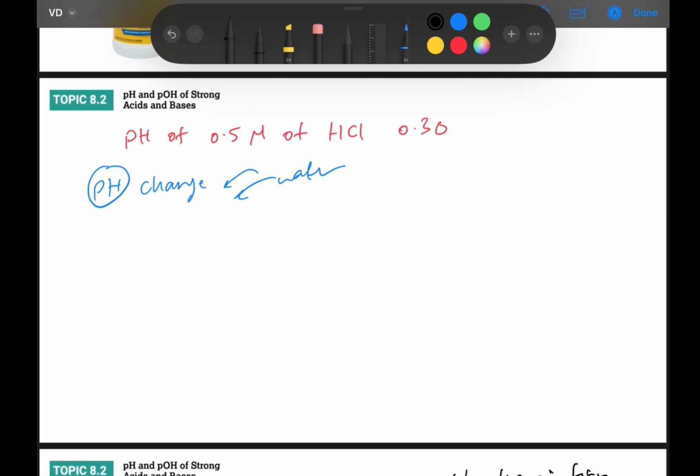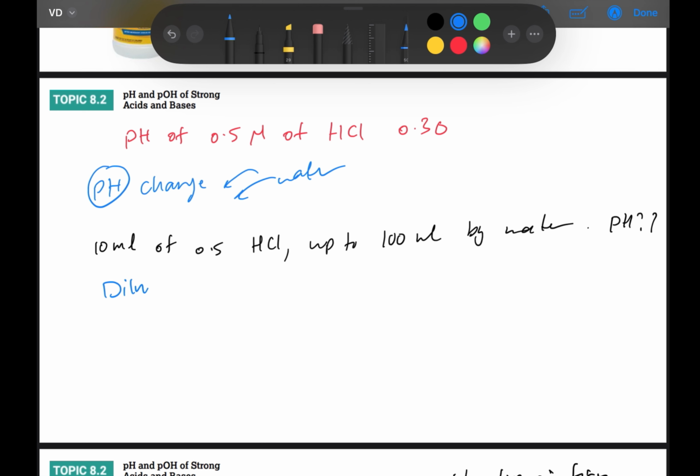I just want to give an example. Suppose that we take, let's say, 10 milliliters of 0.5 molar HCl. And then we made a solution up to 100 milliliters by adding distilled water. What will be the pH of this solution? The only thing that you should keep in mind at that moment is that we made the dilution process, which means we are adding water. So since we're adding water, like this is 100 milliliters, we have like 90 milliliters of water added until we have a total volume of 100 milliliters.